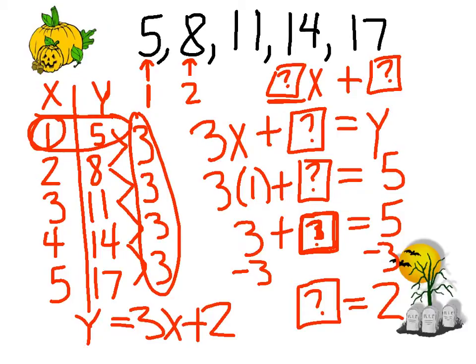And we should be able to plug in all of our numbers here. If we plug in 1 to this equation, we should get 5. If we plug in 2 for x, we should get 8. If we plug in 3 for x, we should get 11, and so on. Anybody have any questions so far?